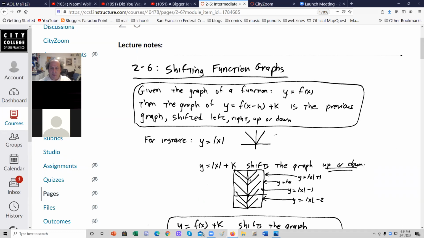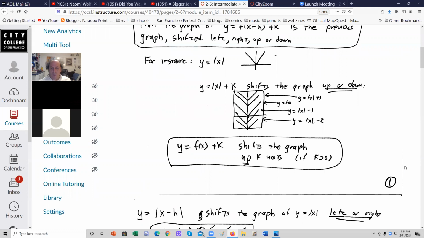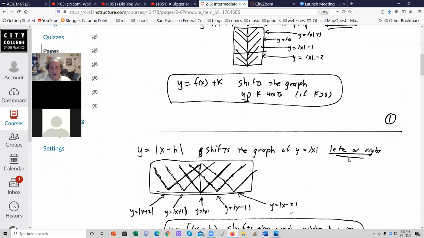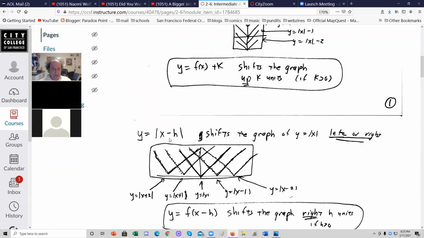This, I guess, is absolute value of, let's say, x plus 1.5. This is y equals absolute value of x minus 1, shifted down 1 unit. Y equals absolute value of x minus 2 is shifted down 2 units. So f of x plus k shifts the graph up k units if k is positive, down if k is negative. Now, here instead of adding k outside the function, here we subtract h inside the function.